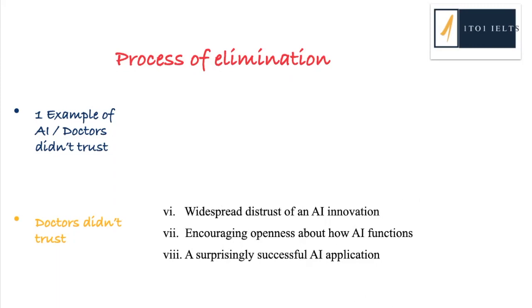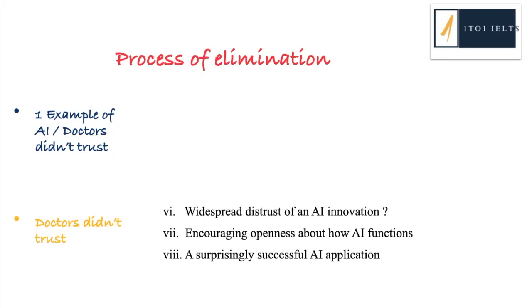Looking at number 6, it says widespread distrust of an AI innovation. So this heading is looking about one particular AI innovation. That was exactly what we had in our 2 paragraphs. We had examples of doctors not trusting. So here we see we've got distrust or not trusting an AI innovation. This looks like it's going to be relevant. So we put a question mark and we just work through the others just to make sure.